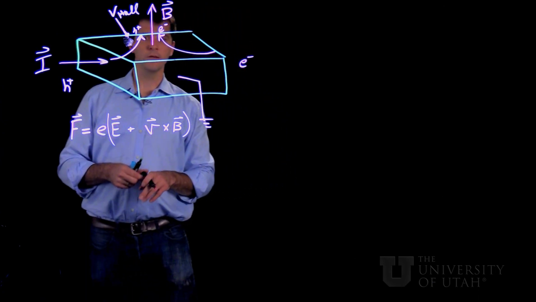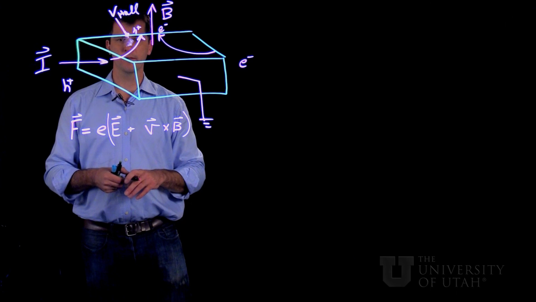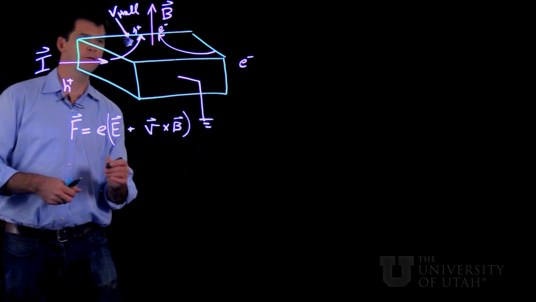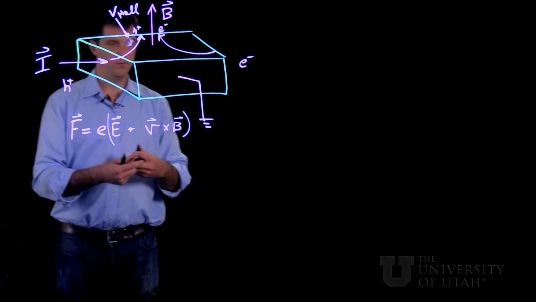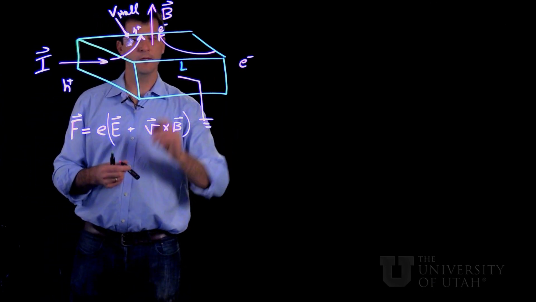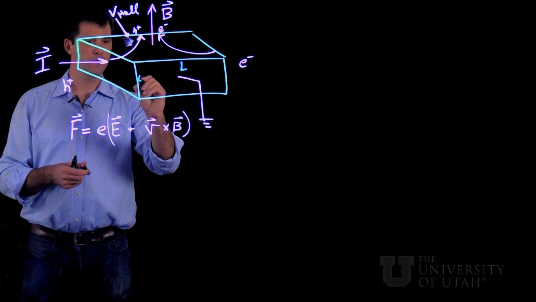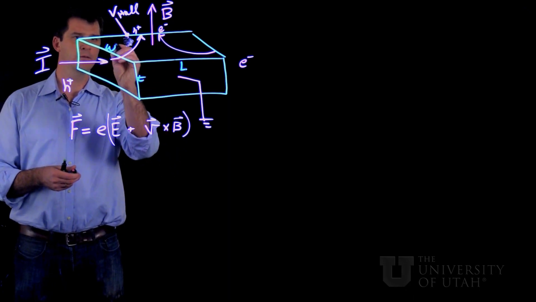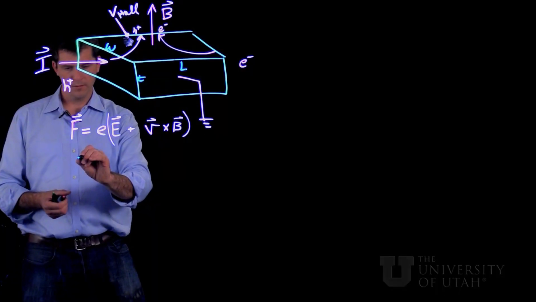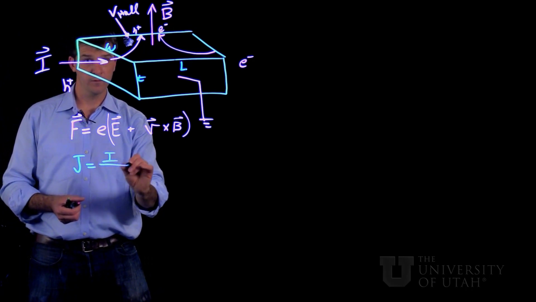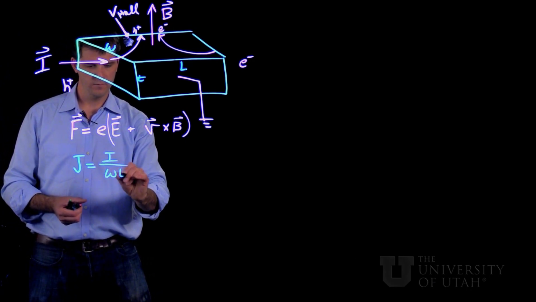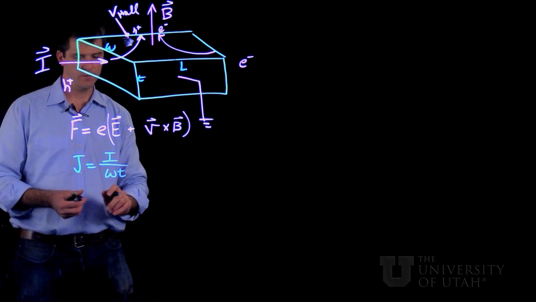So what we have to seek now is the steady state solution. And we're going to need to introduce a few geometrical parameters. So we're going to say this is the length, L, this is the thickness, and this is the width. Our current density, J, is going to be I over the width times the thickness.